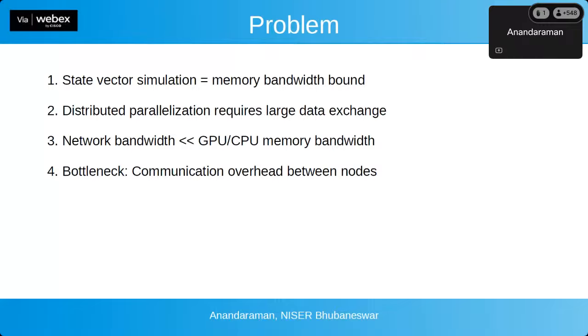So state vector simulation is memory bandwidth bound, a distributed parallel system with large data exchange. So network bandwidth is very, very important, and memory bandwidth is also very, very important. Okay.